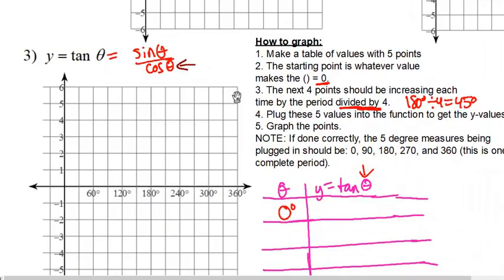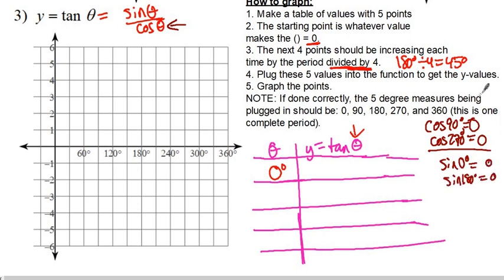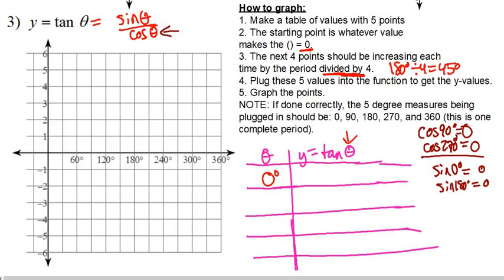Okay, so let's just have a note for ourselves right here. Cosine of 90 and cosine of 270 both equal 0. And then we said that the sine of 0 and also the sine of 180 are equal to 0. So what that means is, on our graph, when cosine is 0, we're going to be dividing by 0. And what happens at that point is you get something undefined.